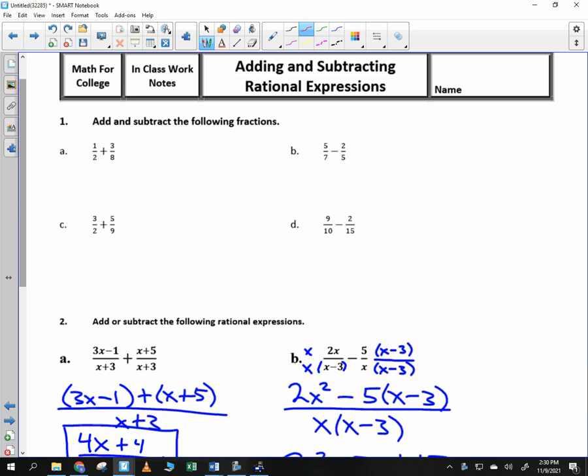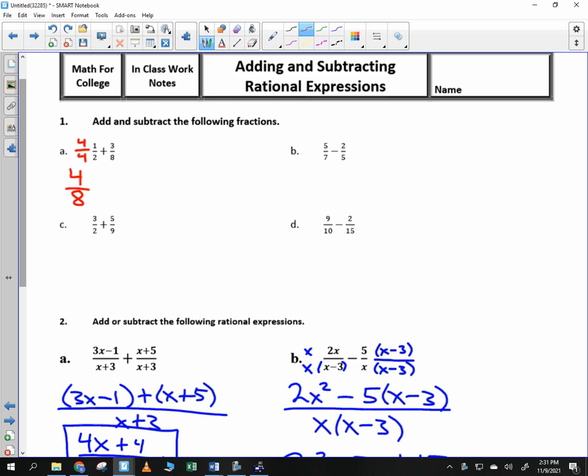Tanner, how is it that we add and subtract fractions? Yeah, we have to have common denominators. So notice we're looking for the least common multiple, which means the number that both 8 and 2 multiply to. It turns out they both multiply to 8. So I'll multiply the top and bottom by 4. So that way I have a denominator of 8.